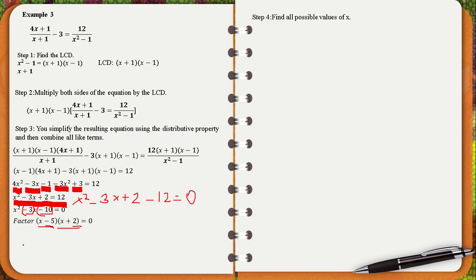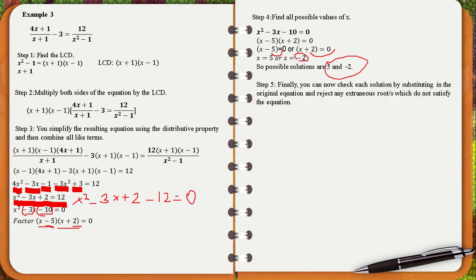So i-equate natin yung mga yan. Find all possible values of x. So, i-equate natin itong factors into 0. So, x minus 5 equals 0 or x plus 2 equals 0. So, that will be x equals 5. Nilipat natin yung negative 5 sa kanan, magiging positive 5. Nilipat natin yung positive 2 sa kanan, magiging negative 2. So, ang possible solutions natin ay 5 and negative 2.